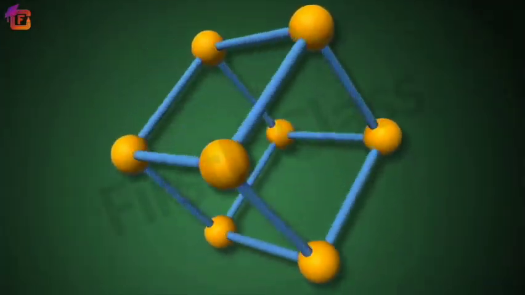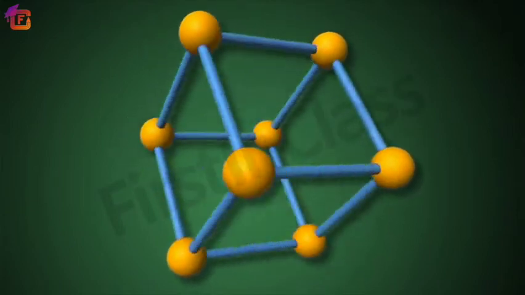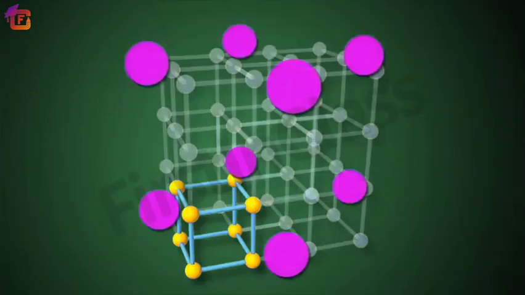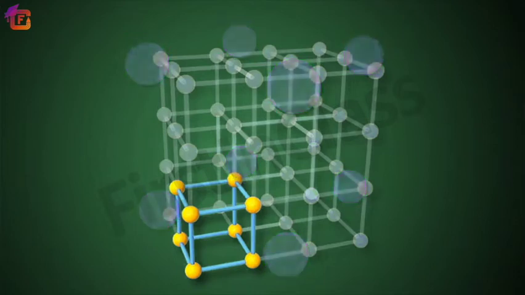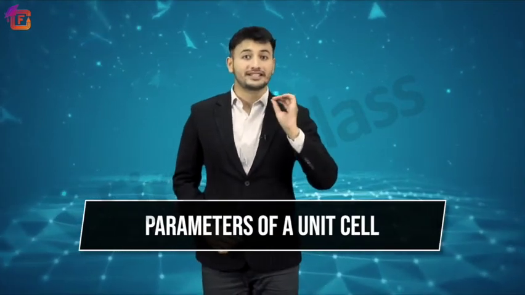Now learners, are all unit cells same in crystal lattice? Yes. All unit cells in a crystal lattice are same. However, in different kinds of crystal lattice, there may be different types of unit cell. How do you identify the different kinds of unit cells? Well, for this, first of all, we should have knowledge of parameters of a unit cell.